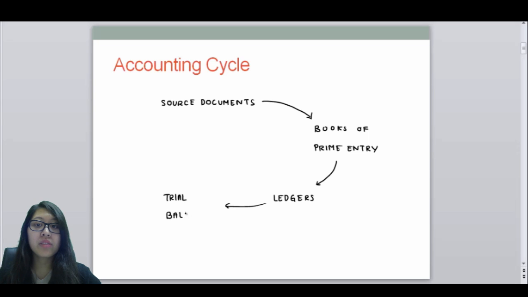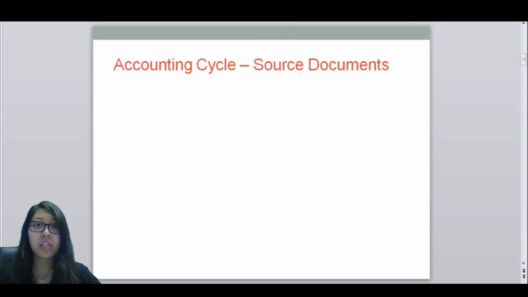Now, the difference between the books of prime entry and the ledgers and the trial balance is that the ledgers require us to consider the double entries of each of these transactions. And in order to test whether our double entries are correct and to see if the debits and credits do indeed balance, we use the trial balance. Lastly, after knowing that everything has balanced, we post all of the information into the financial statements, in which there are 5 of them, which we will also be getting into in the next few slides. So let's begin from the source documents first.